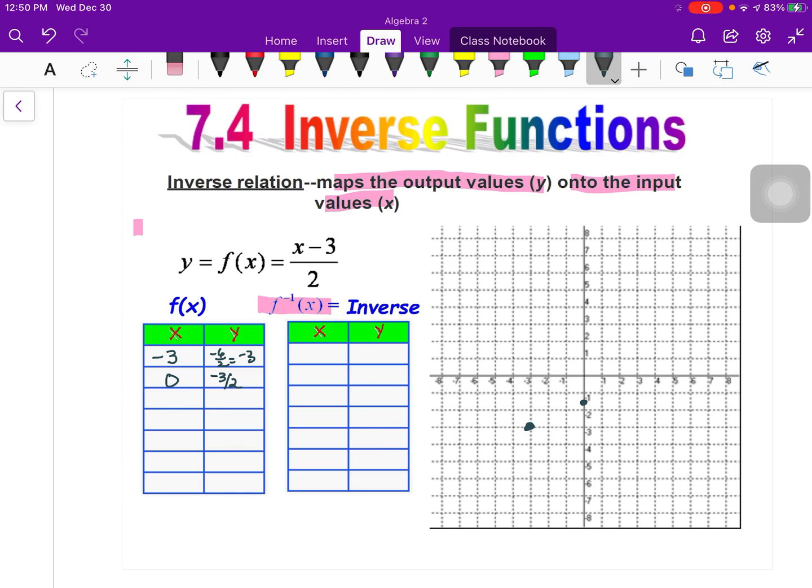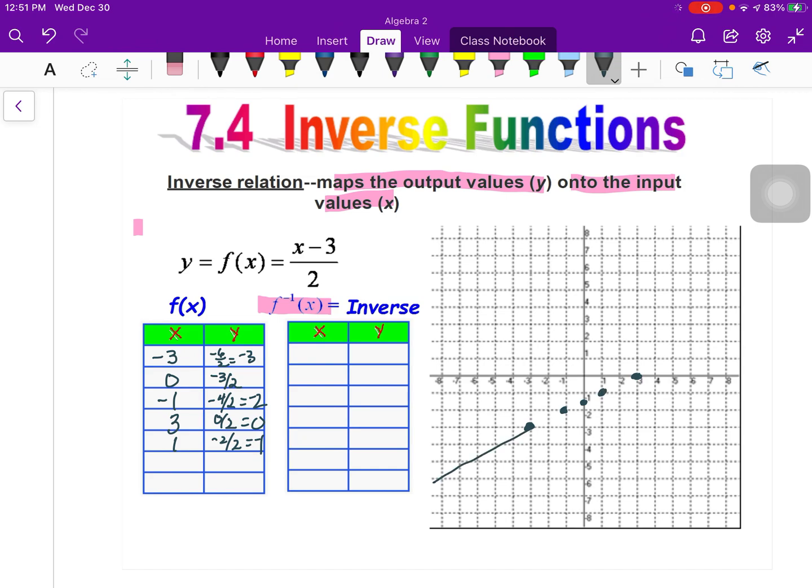If I pick negative 1, negative 1 minus 3 is negative 4, divided by 2 is negative 2. Negative 1, negative 2. If I pick positive 3, 3 minus 3 is 0, divided by 2 is 0. 3, 0. If I pick 1, 1 minus 3 is negative 2, divided by 2 is negative 1. 1, negative 1.